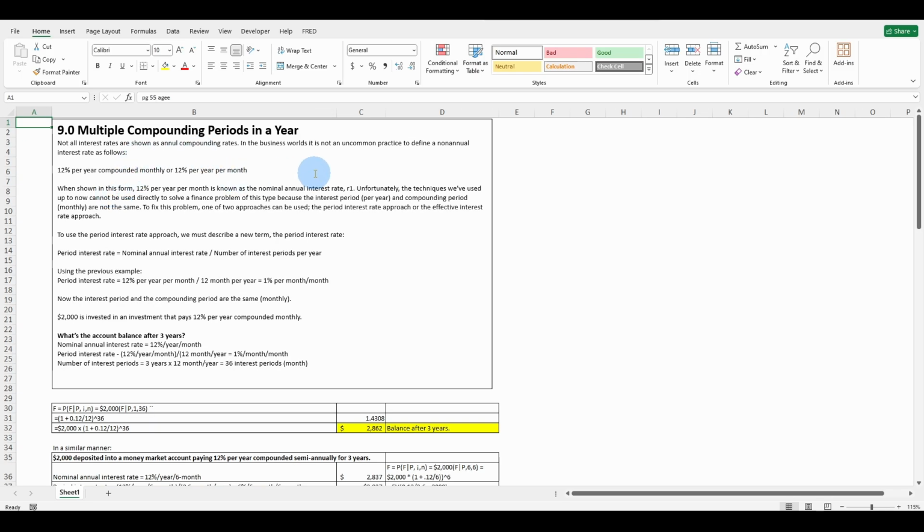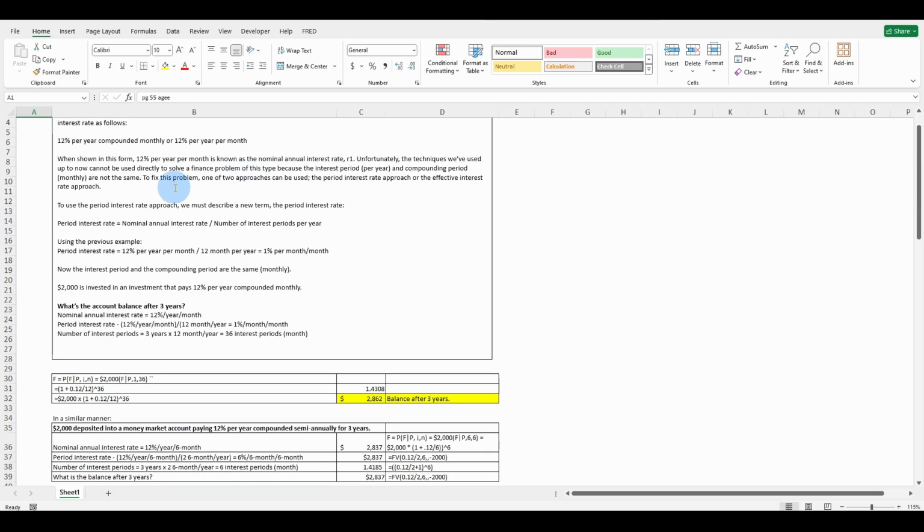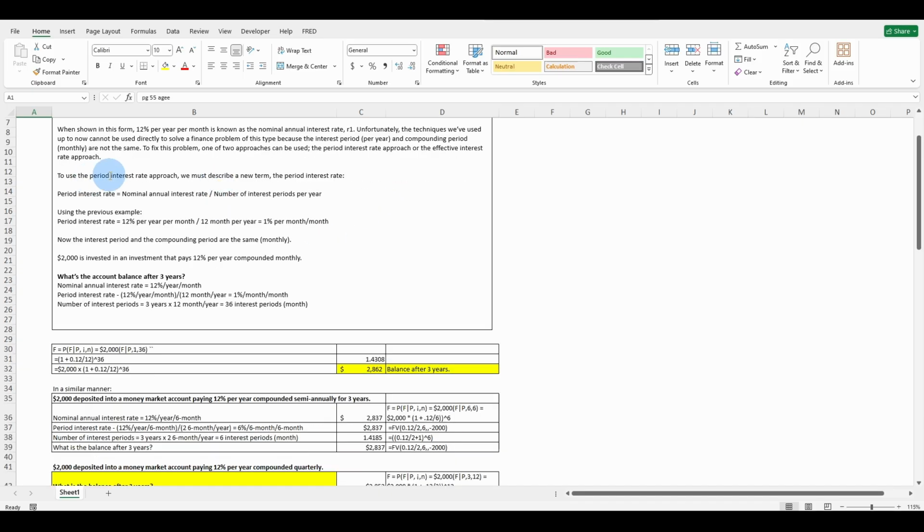In the business world, it's not uncommon practice to find a non-annual interest rate as follows: 12% per year, compounded monthly, or 12% per year per month. When shown in this form, 12% per year per month is known as the nominal annual interest rate. Unfortunately, the techniques we've used up to now cannot be used directly to solve a finance problem of this type because the interest period per year and compounding period monthly are not the same. To fix this problem, one of two approaches can be used: the period interest rate approach or the effective interest rate approach. We must decide to use the period interest rate approach.